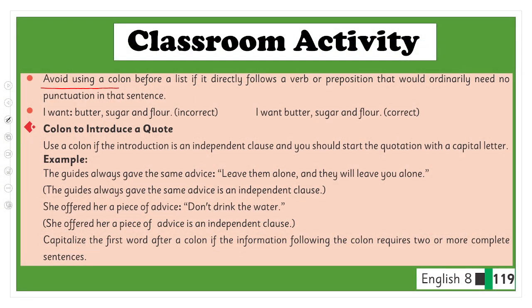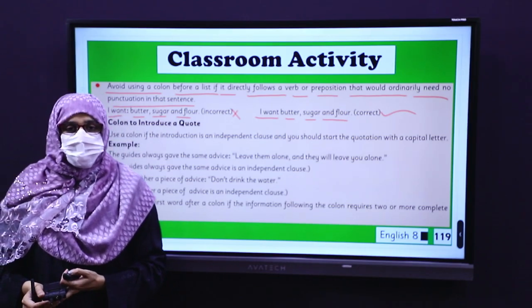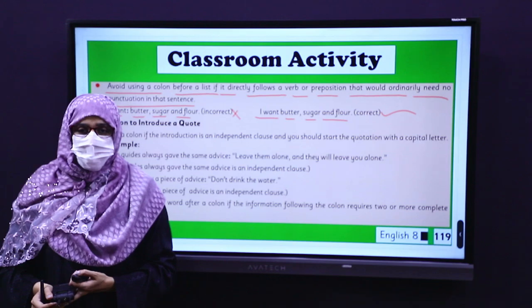Avoid using a colon if a list directly follows a verb or preposition that would ordinarily need no punctuation in that sentence. I want: butter, sugar, and flour. This is incorrect. I want butter, sugar, and flour. That is correct. So, keep this rule always in mind while using colon.